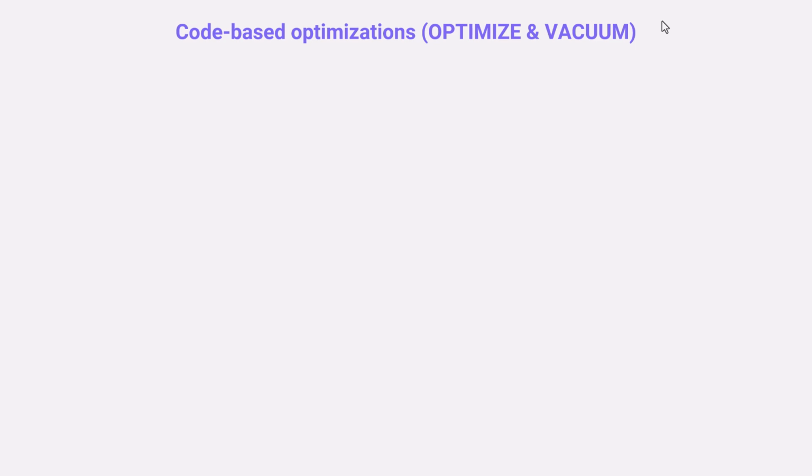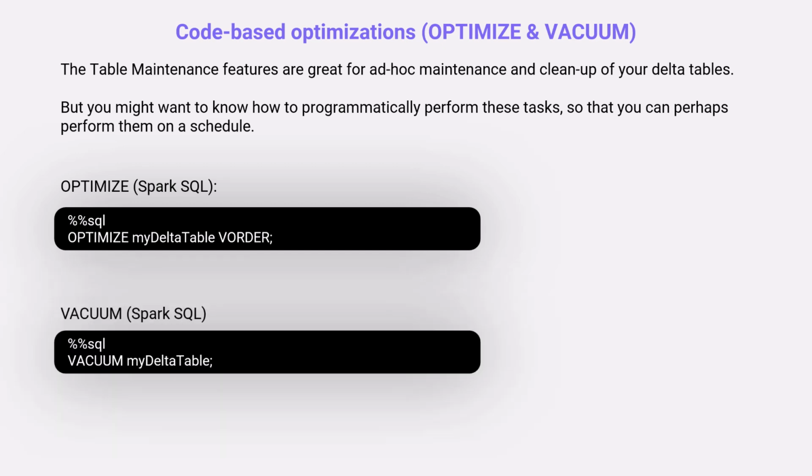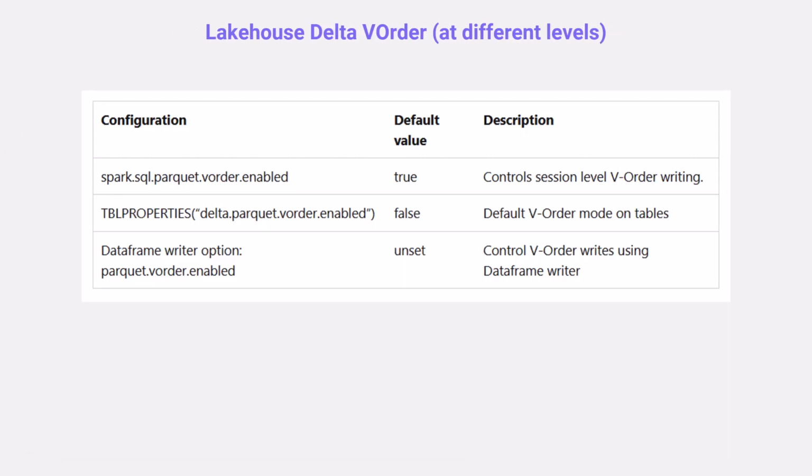The problem with that is that it's ad hoc and kind of like click and perform, which is useful, but you might want to automate these table maintenance features, put them in a notebook, run them on a schedule, depending on your table maintenance strategy. So let's just look at those optimizations in the code now, and I'll show you the Spark SQL implementations here. Optimize my table. Here we're also adding the V-order, so it's going to perform the V-ordering after the optimize. And for the vacuum, very simple, just vacuum my Delta table.